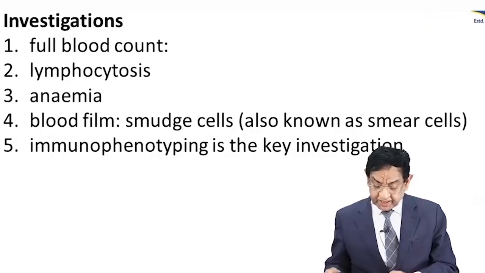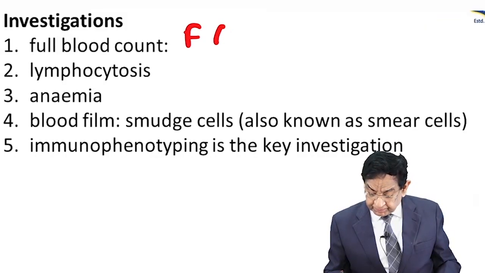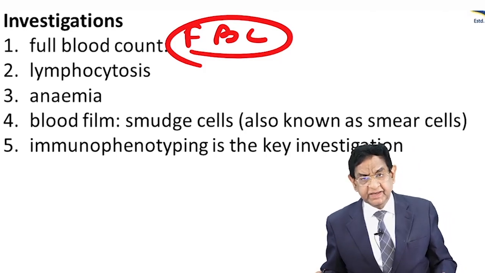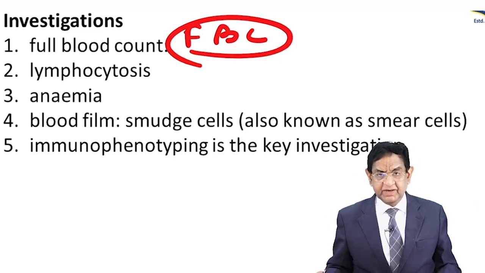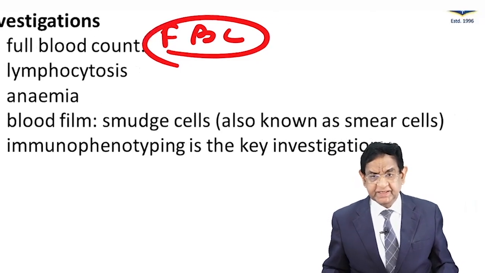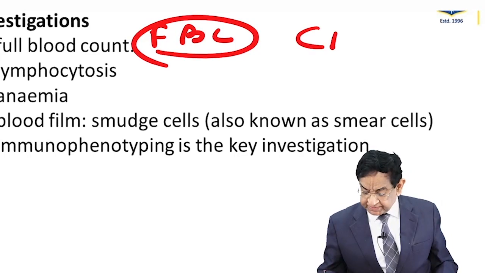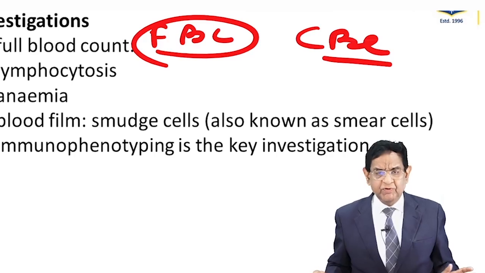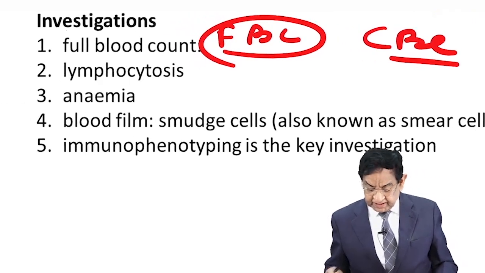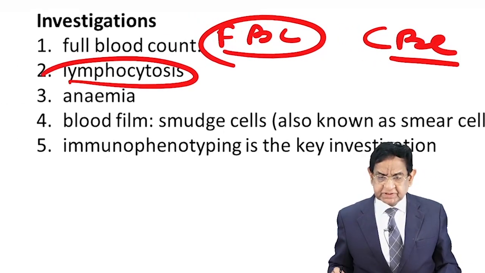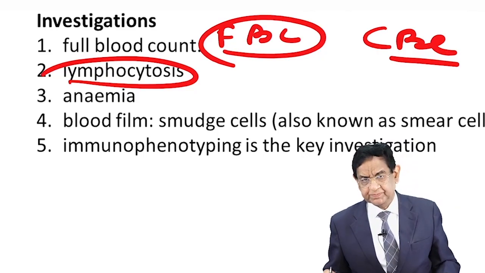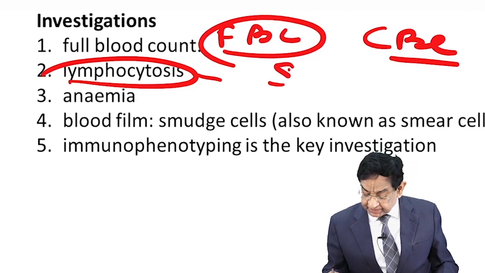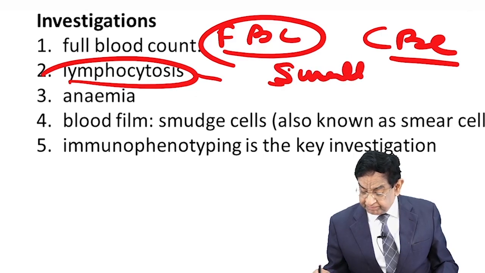Investigation, full blood count, FBC, at times they write. In the UK, they have a trend of writing FBC. In other parts of the world, it is CBC. Both are the same. CBC is complete blood count or full blood count, the matter remains the same. There is usually absolute lymphocytosis. Only lymphocytes. And what are they? They are small cell B lymphocytes.